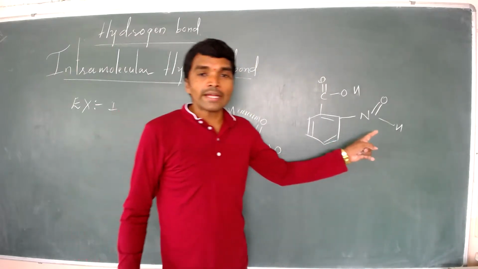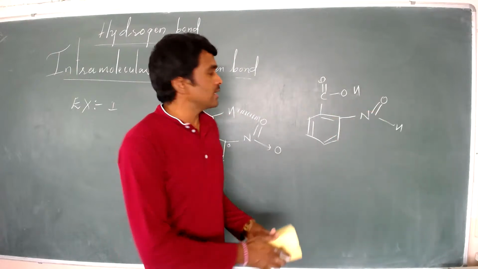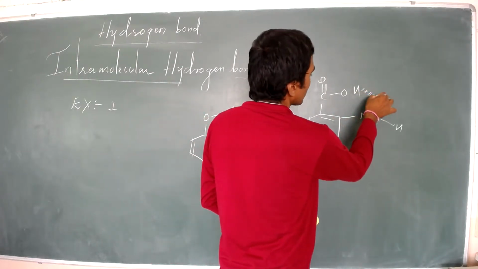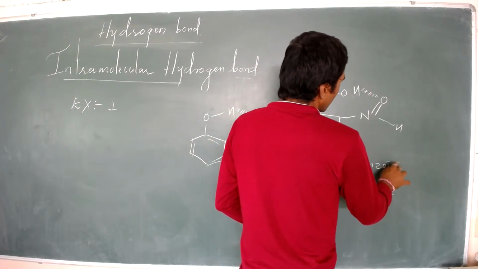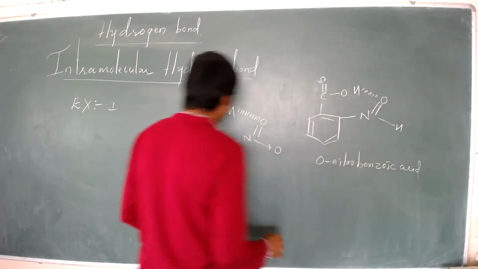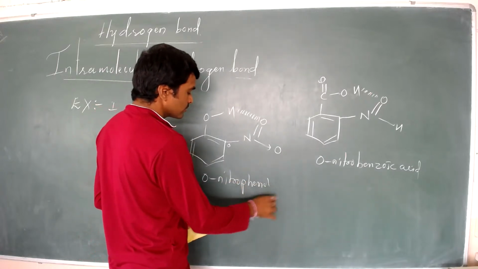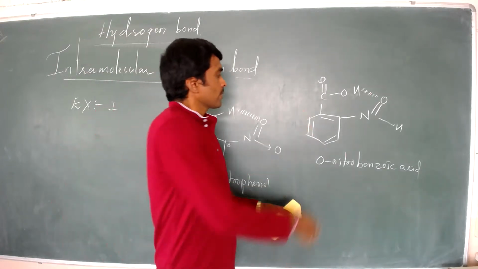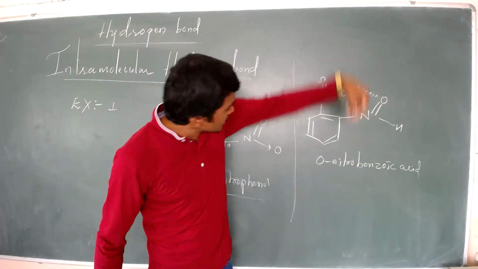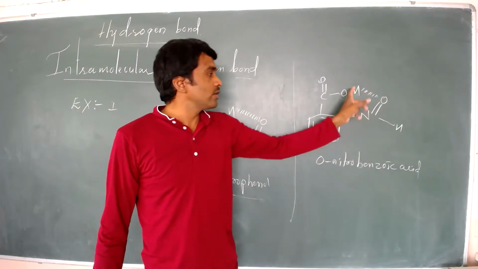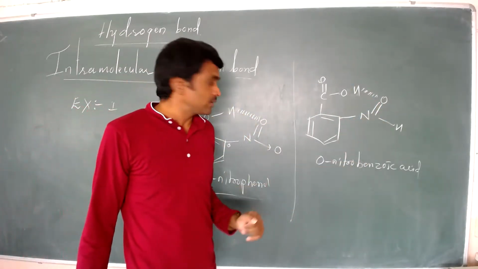Orthonitrobenzoic acid. Orthonitrobenzoic acid also. Orthonitrophenol. It's a single molecule only, so within the molecule, hydrogen bond is formed. That is the intramolecular hydrogen bond.